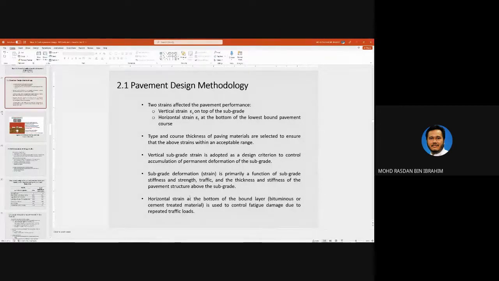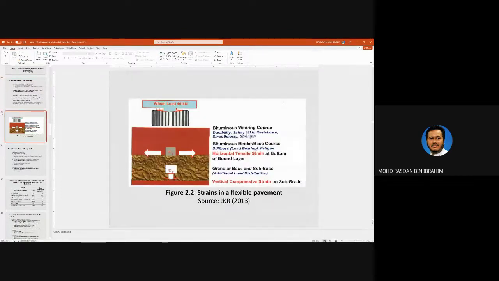So the type of stresses and failures of pavement will be discussed in our class tomorrow. So this is the diagram that shows you the horizontal and vertical strain on the pavement. The horizontal part is occurring below the bound layer, and the vertical is the stress that is reacting on the top of the subgrade.